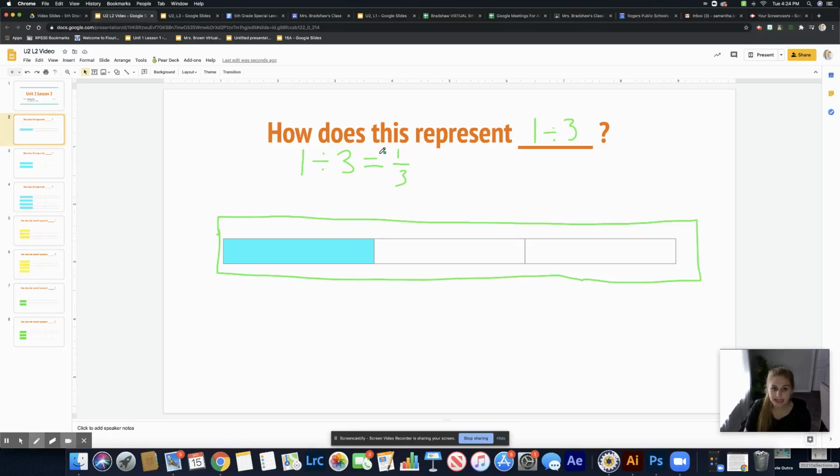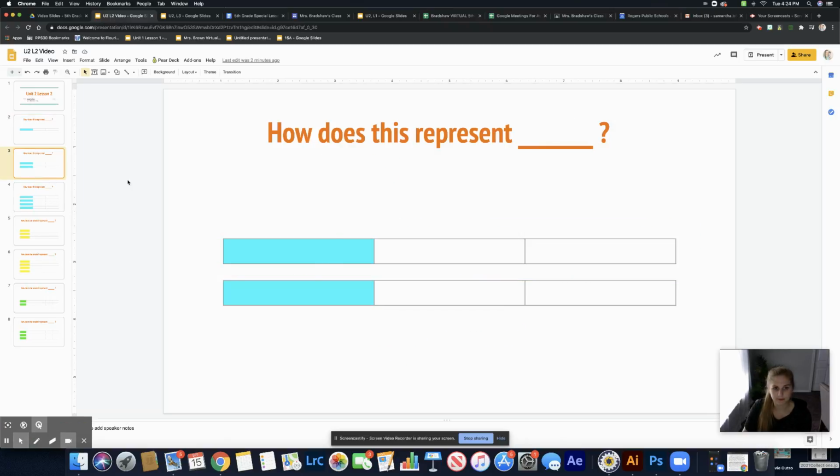And the really neat thing about fractions is the fraction bar represents divided by. So if I wanted to read this, I would read 1. When I see the fraction bar, I'm going to say divided by 3. So 1 divided by 3. So let's look at this one.